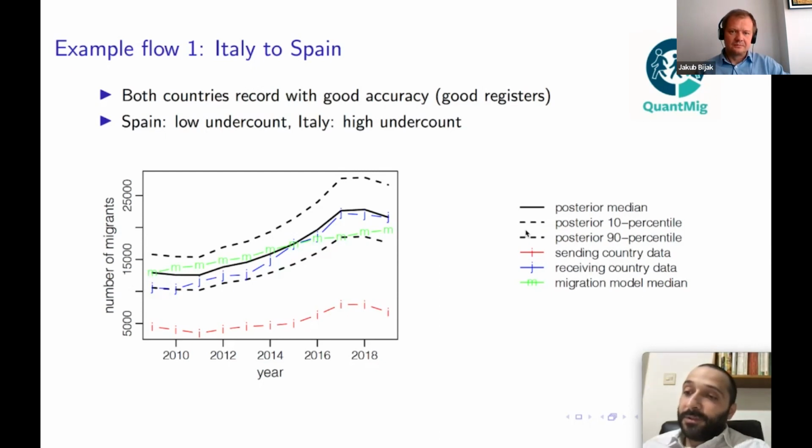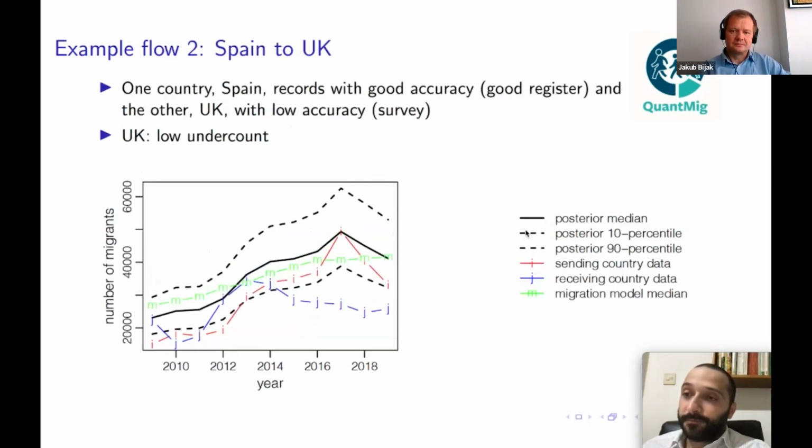Also to note is that both countries record data with good accuracy, both are good registers, so the model gives more weight to trends in the data than the migration model.